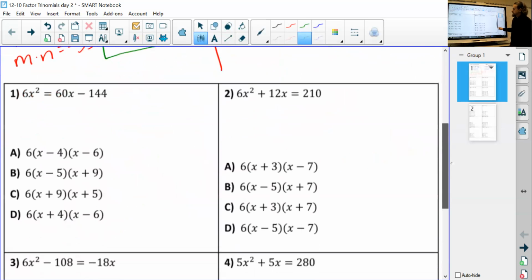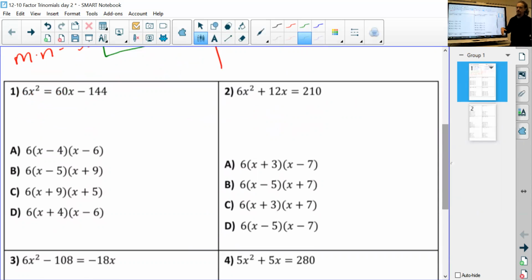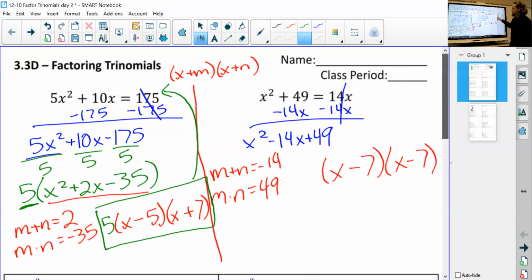So try them out. They look kind of bad at first, but once you start doing them, you'll say, okay, I see the patterns, this isn't quite so bad. We only have 10 questions today. Remember, it's always the same two steps. Move everything to the left-hand side, and then we look for what two numbers will give us a sum of our middle term and a product of our ending term.